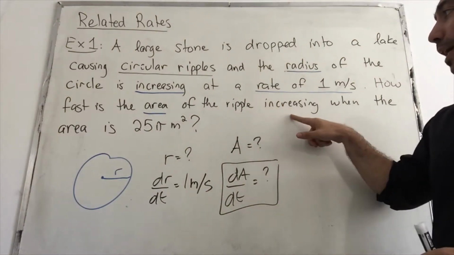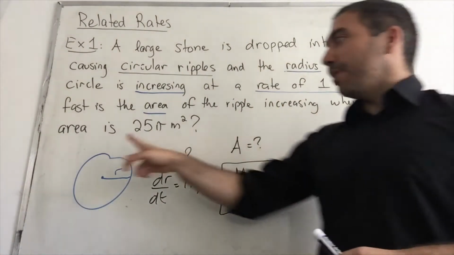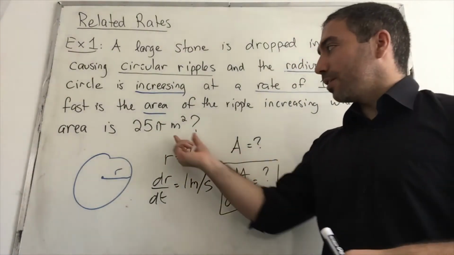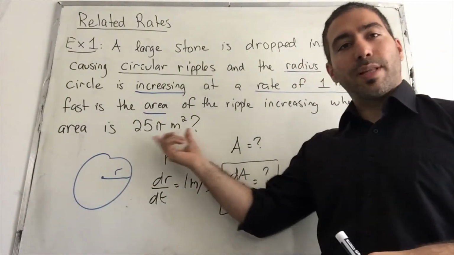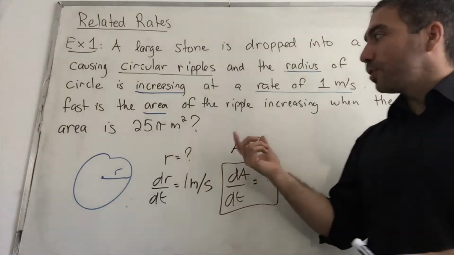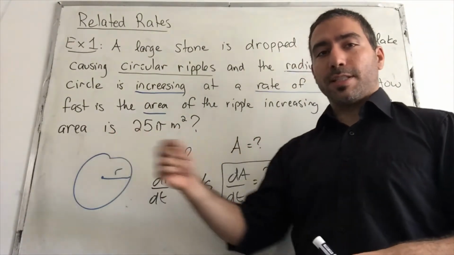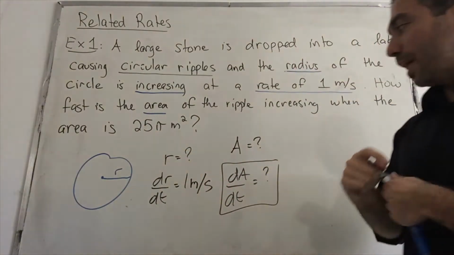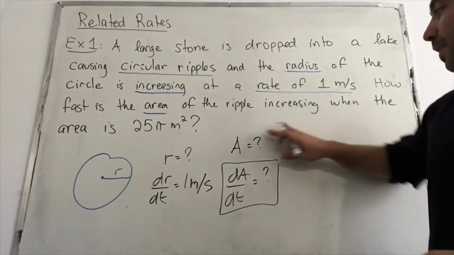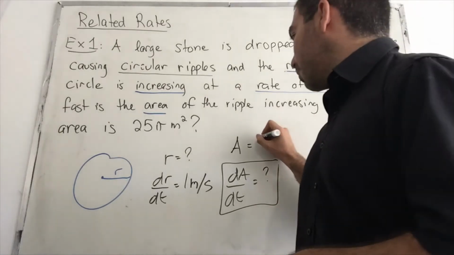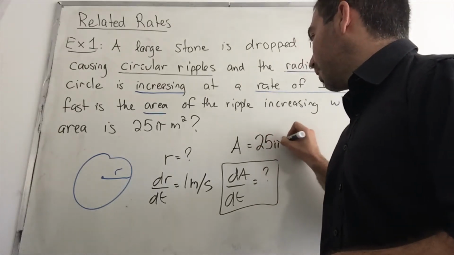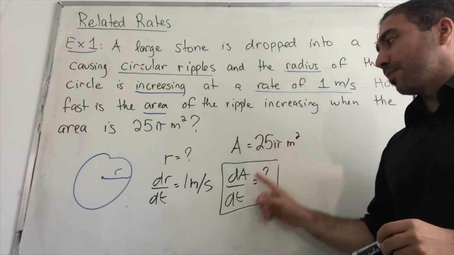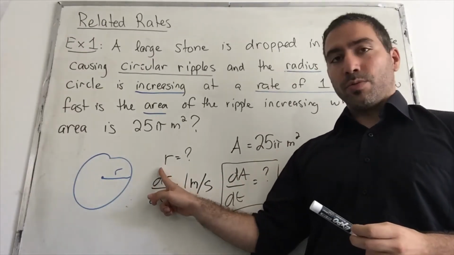So how fast is the area of the ripple increasing when the area is 25 pi meters squared? If you look at the units, it's meters squared, so right away that gives away that it's area. But also we can know that this is fixed because it's saying specifically when the area is an actual value, 25 pi. So we actually know the area. So the area of the circle has to be 25 pi meters squared. Okay. So this is identifying the variables. So all we're missing is the radius.